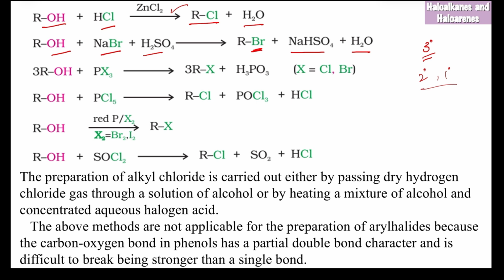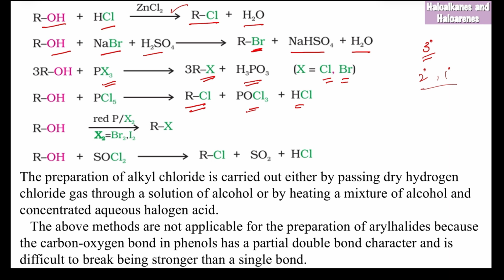Next is alcohol with trihalide of phosphorus. It will also give alkyl halide and H3PO3. Here X denotes the halogen like chlorine and bromine. Then again PCl5, pentachloride of phosphorus or phosphorus pentachloride, can also be used to obtain alkyl chloride. Byproducts are POCl3 and HCl.